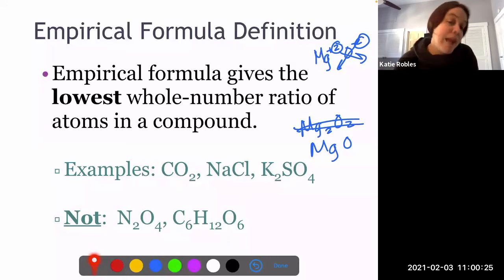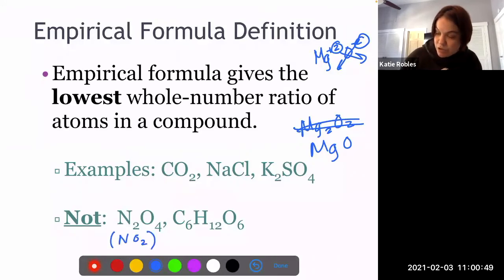Now, as far as molecular compounds go, they may or may not be empirical formulas. CO2 happens to be an empirical formula. That's the lowest whole number ratio. But I want you to look down here at these examples. N2O4 is not an empirical formula, all right? Its empirical formula is NO2, right? That's the lowest whole number ratio between N2O4.